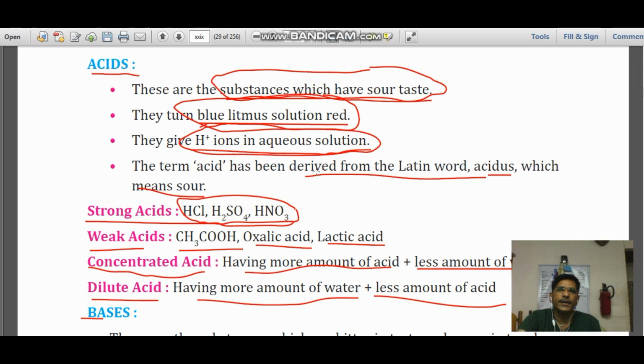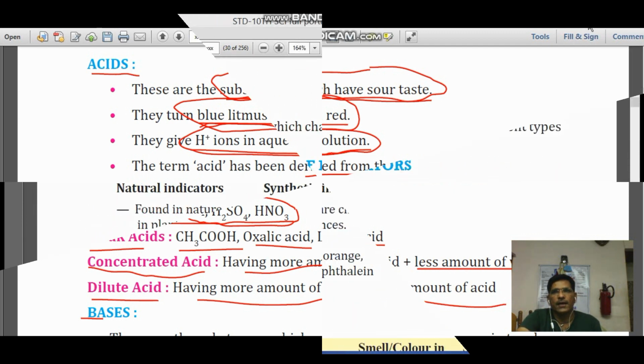Now in the next lecture we will discuss in detail the reactions of acids and the reactions of bases with different things, that is, water, chlorine, metal, and non-metal. That is the type of thing we will discuss.